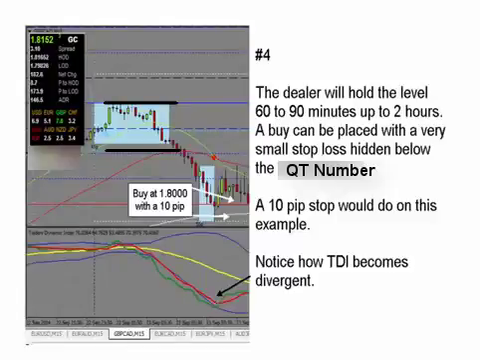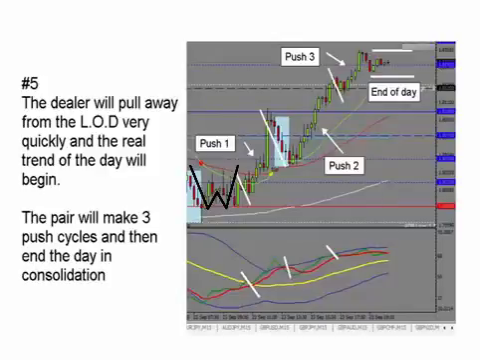The dealer will pull away very quickly from the low of the day, and the real trend of the day will begin. The pair will make 3 cycles and then end the day in consolidation. You can see as the pair started cycling up, it made one move, cycled back down and made another move, cycled back down and made another move up, and then they ended the day in consolidation.